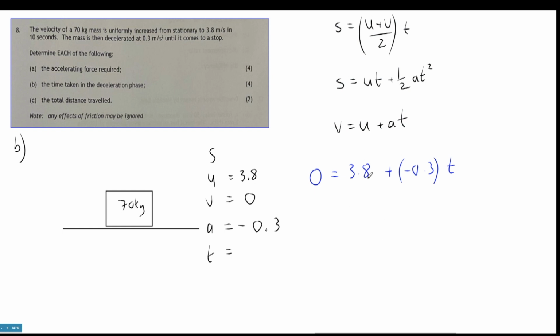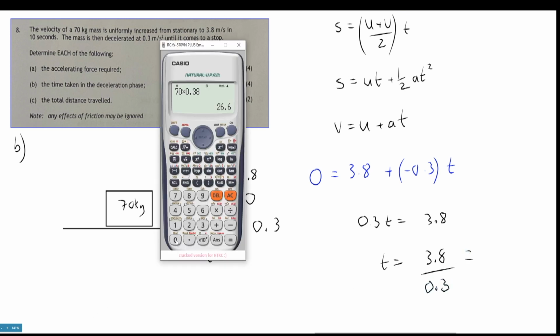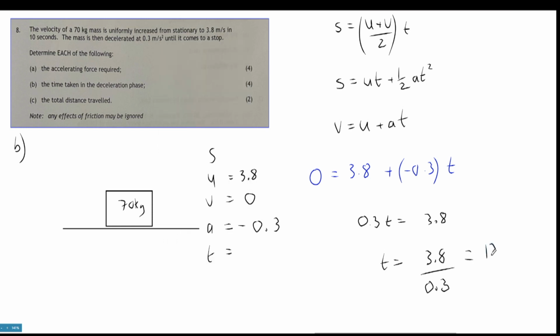Okay, so then this is a negative, so we can pop it over to the other side. So we could say 0.3t is equal to 3.8, and we divide both sides by 0.3, so we get t is equal to 3.8 divided by 0.3, which is 12.6666, 12.6 recurring. That's what that means, recurring, on my calculator.